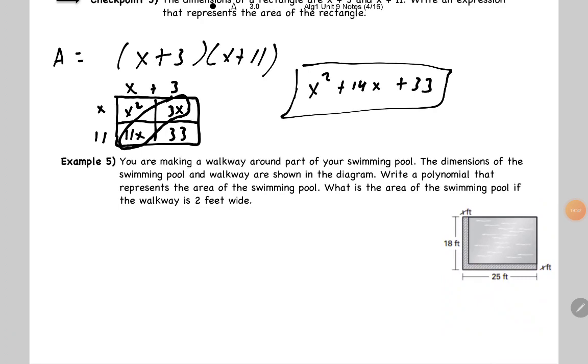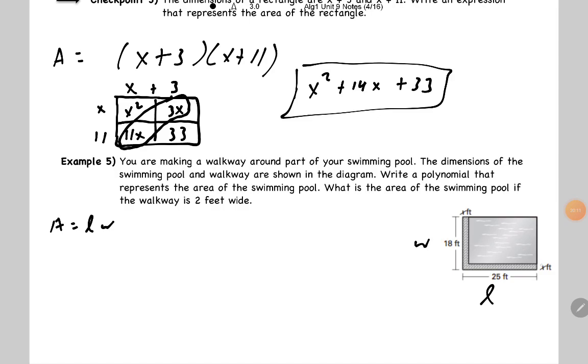You are making a walkway around part of your swimming pool. So not the whole swimming pool, but part of it. The dimensions of the swimming pool and walkway are shown in the diagram. Write a polynomial that represents the area of the swimming pool. What is the area of the swimming pool if the walkway is 2 feet wide? Okay, so first thing, they want us to make a formula. Length times width of the swimming pool. So let's call this length, call this width.